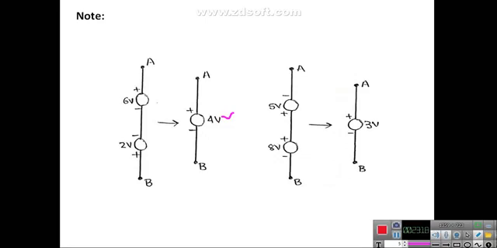Similarly, if you reverse the polarity of these two sources, negative, positive, positive, negative, here also similar polarities are connected, so again you need to subtract one from the other. So 8 minus 5 is 3. The polarity follows the source with the higher magnitude, plus above and minus below, so that is your 3 volts. That is how you need to make use of these shortcuts while reducing the network using source transformation.